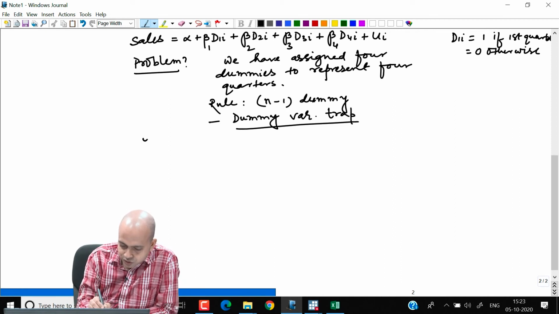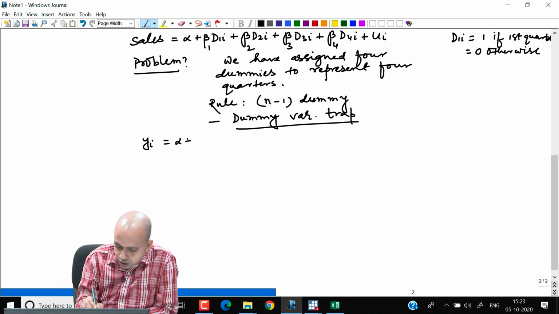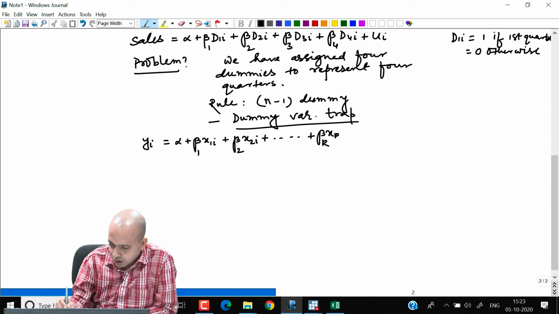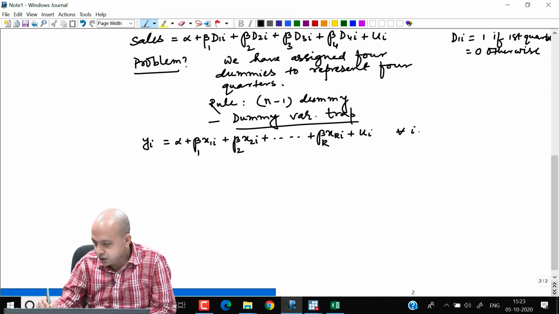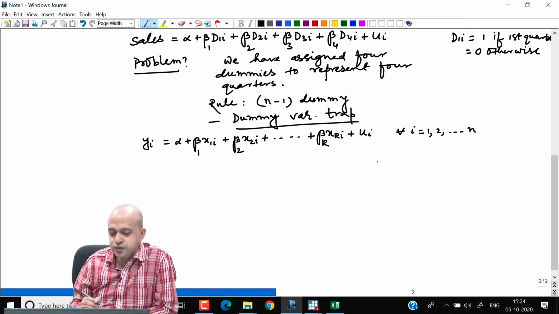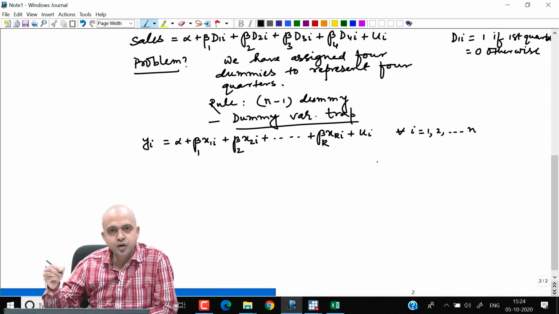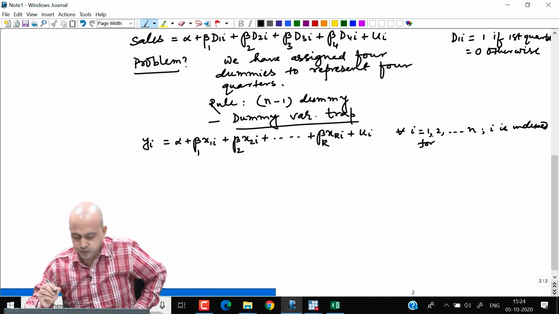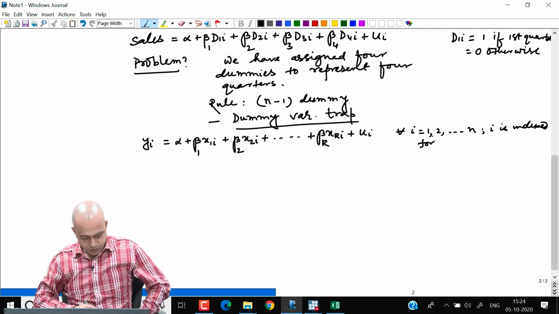So let us say that this was yi equals alpha plus beta 1 x1i plus beta 2 x2i plus dot dot dot beta k xki plus ui, where i is basically equal to 1 to n. So that means this equation is for the ith individual. i is indexed for individual.